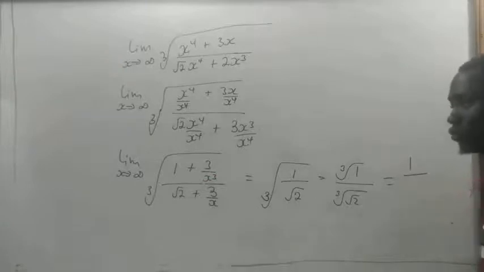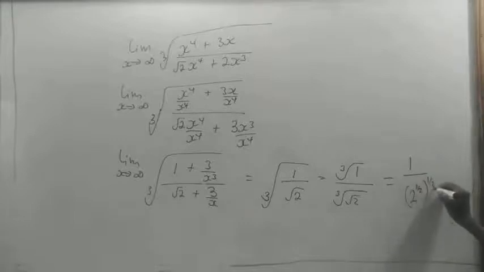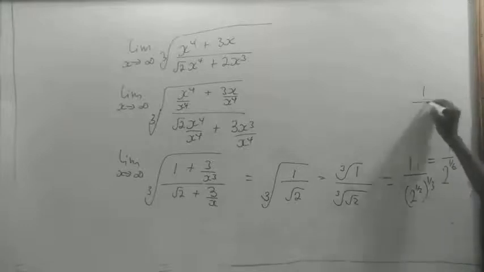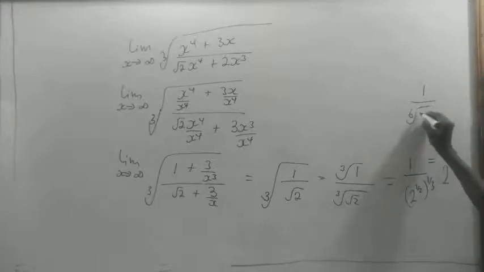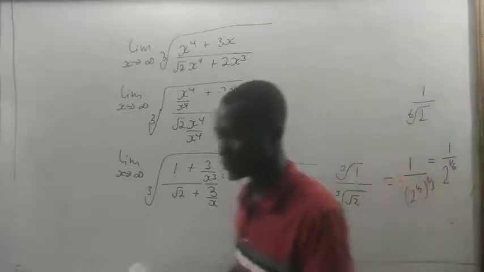What is the cube root of root 2? This is the same as 2 to the power 1 over 2, to the power 1 over 3. And that will give us 1 on 2 to the power 1 over 6. So you have 1 divided by the 6th root of 2. To raise a power to a power, you multiply the index. 1 times 1, 1, 2 times 3, 6. So that will be the answer for this.